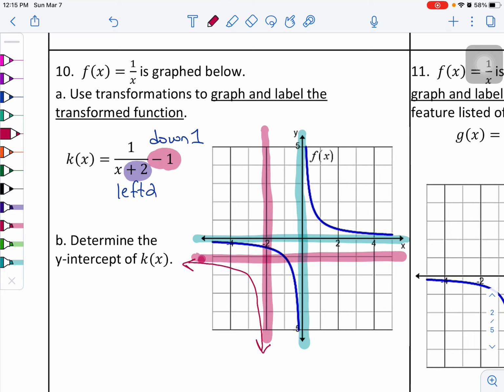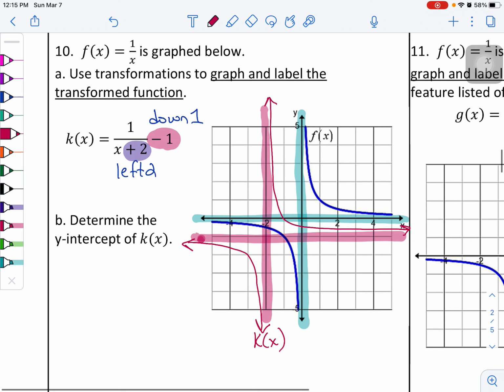So if I keep with the same color scheme-ish, it doesn't matter if you color code these or not, it just kind of helps, at least for my brain it does. So there's the lower left. And now let's hit the upper right here. So right there. And it does say to label it. So I'm going to go ahead and label this K of X. And this way it's in the same color as the new curve. So we've shifted it.